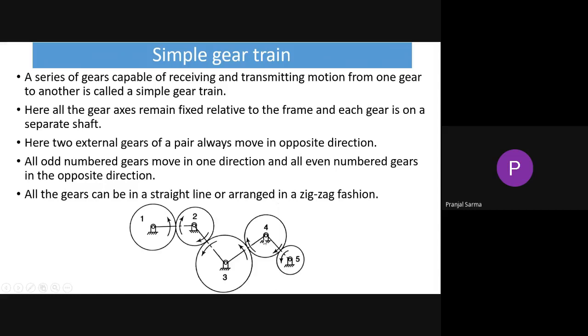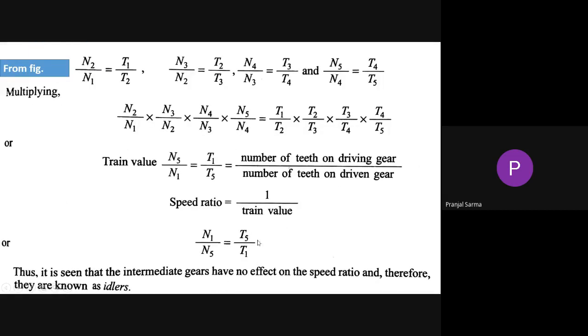So what we have seen, when we have analyzed this particular simple gear train, which has multiple gears mounted in series, a single gear on a single shaft, and that kind of series of gears in mesh. Here the intermediate gears, that is t2, 3, 4, are not coming into the picture when we are getting the train value. Only the first gear and the last gear matter. So the intermediate gears don't have any effect on the speed ratio, and therefore they are known as idlers or idle gears.